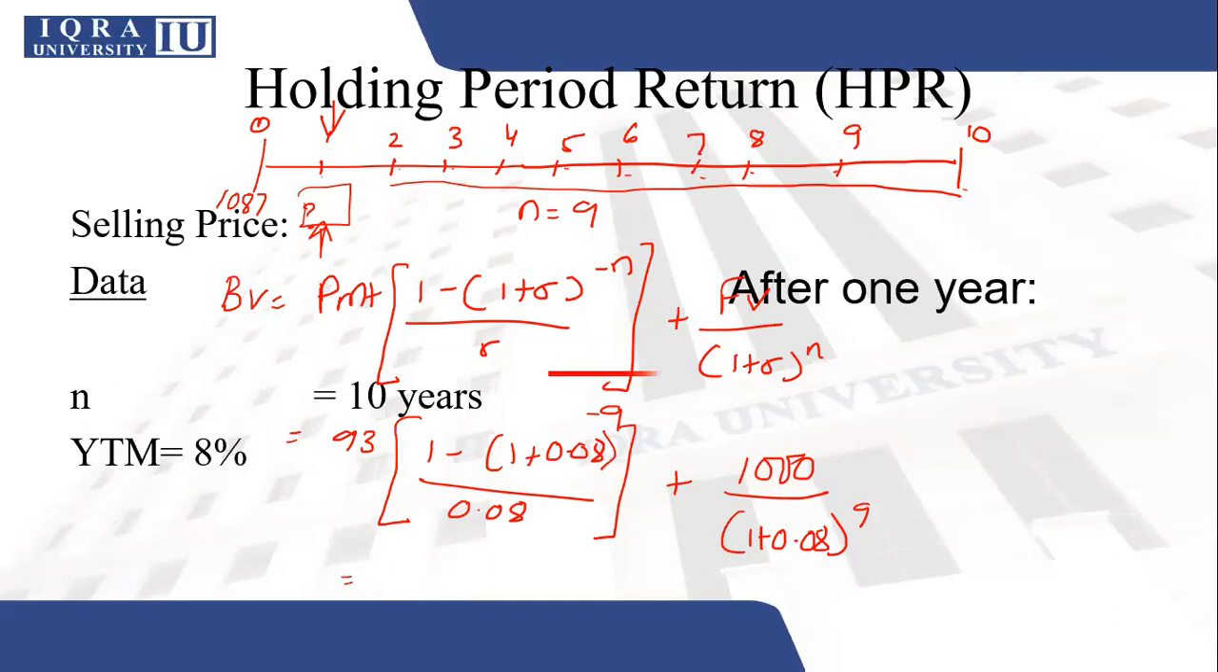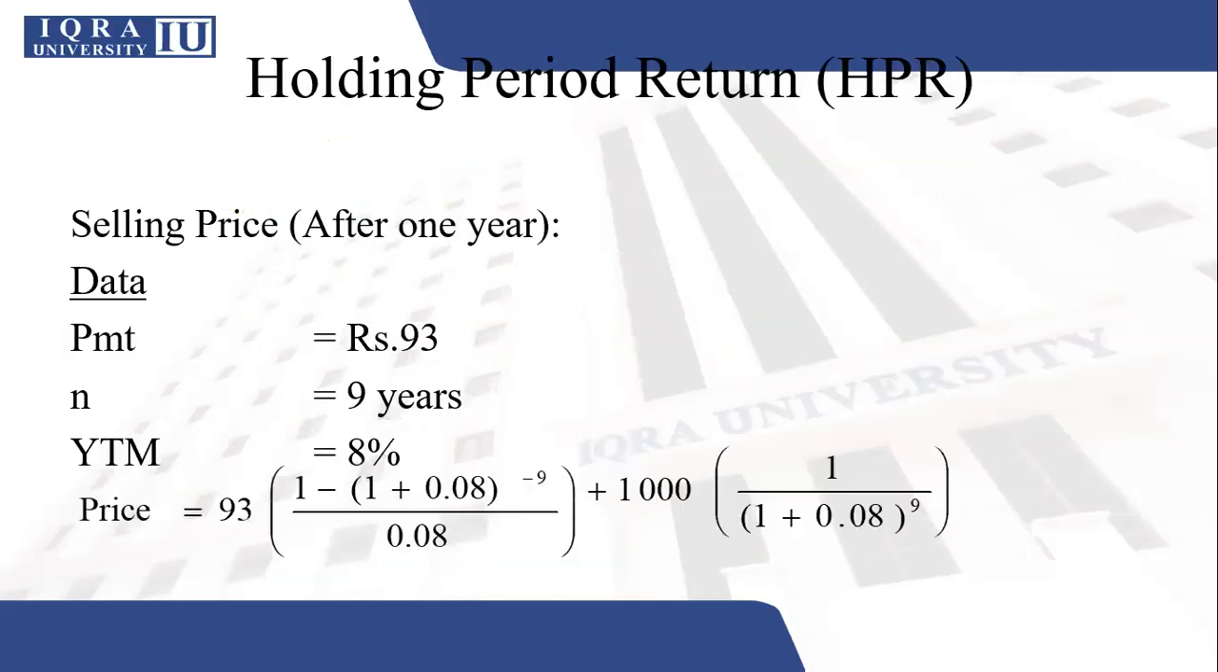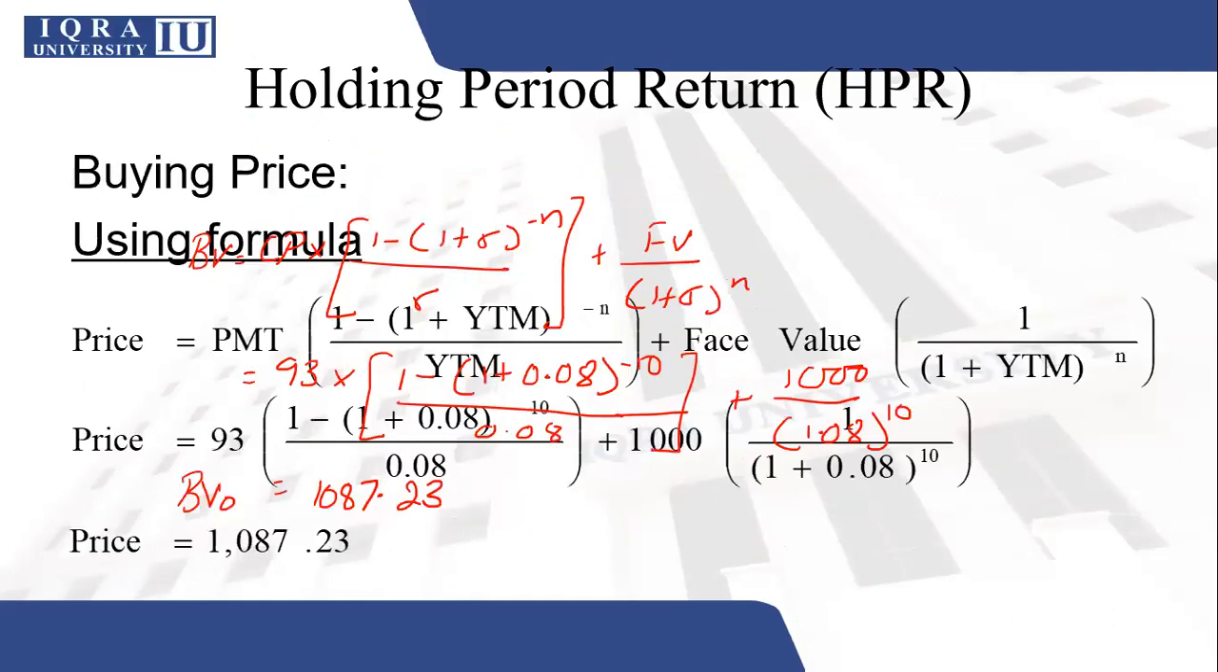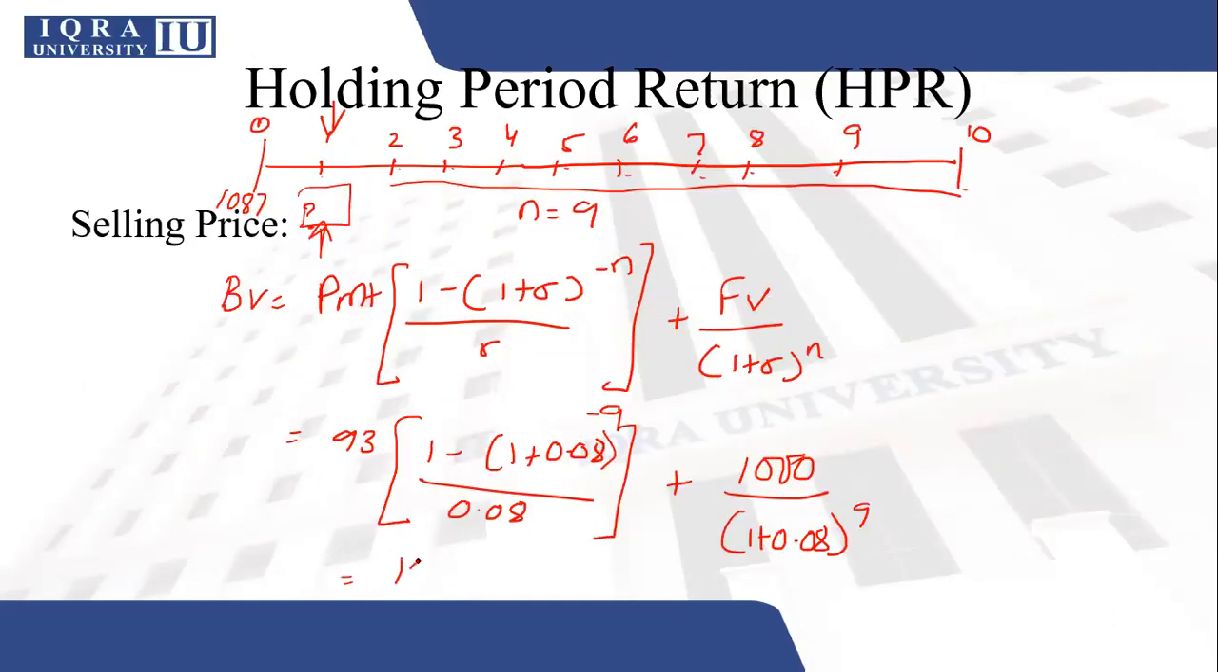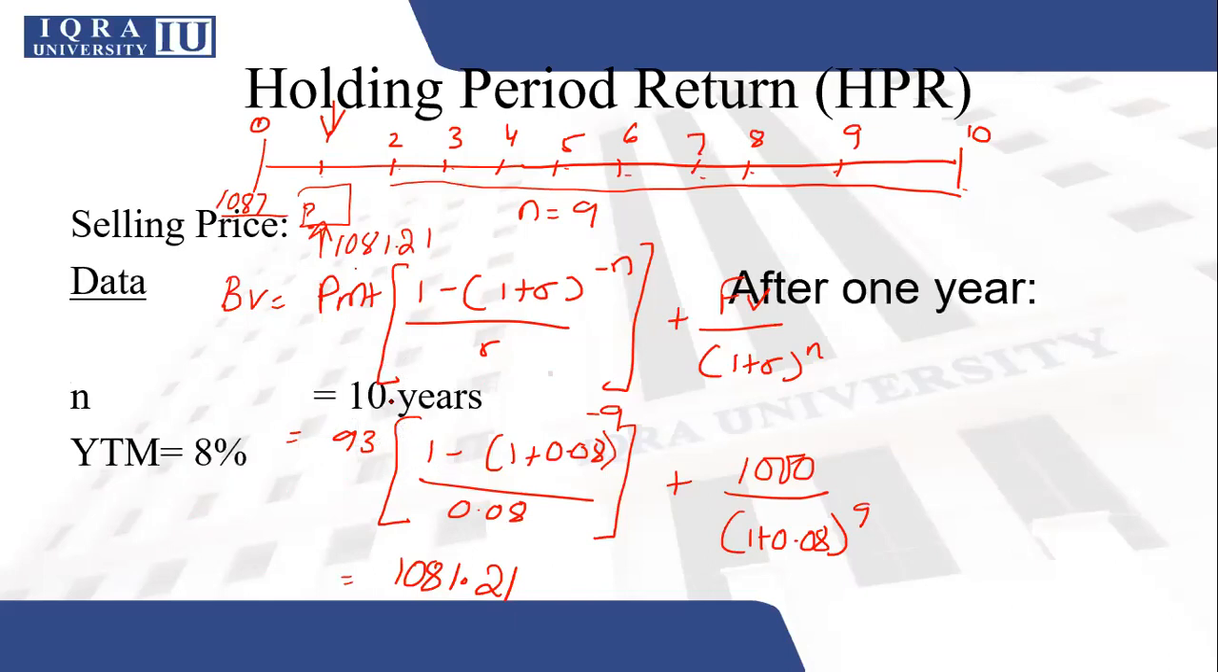So if you do the calculation for this, 1081.21 is the bond price 1 year later. That means you purchase the bond for 1087 and you're going to sell the bond 1 year later for 1081.21. So you have a capital loss over here. 1087 is the price, 1081.21 over here. So this is a capital loss. But you still will get 1 year's coupon payment. So everything is not going to be in loss.